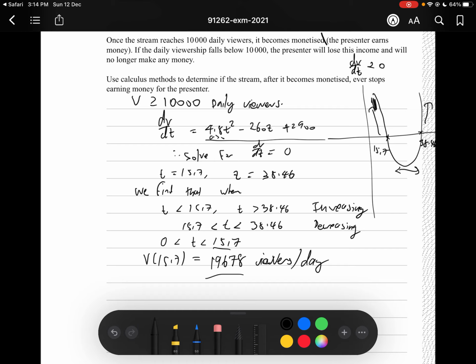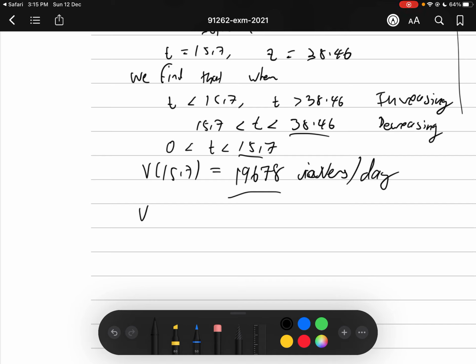However, we know that after 15.7 and up to 38.46 months, there's going to be a decreasing number of viewers per day on the stream. Since it's decreasing during this period and increasing after 38.46 months, the minimum number of viewers will occur at 38.46 months. Now we want to analyze whether this minimum value is less than 10,000 or more than 10,000. If it's more than 10,000, the presenter will not lose the income. But if the minimum value is less than 10,000, the presenter will lose that viewership income.